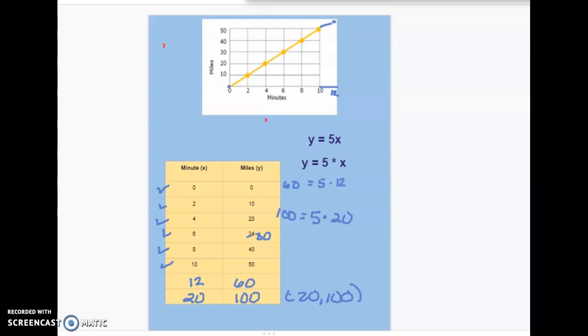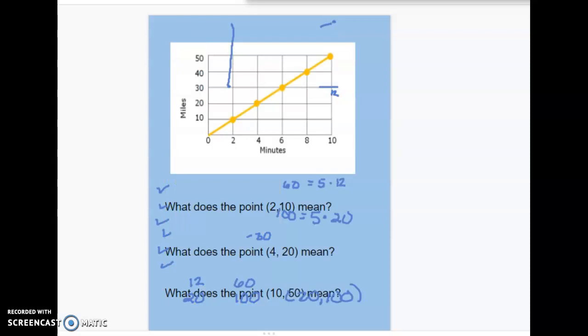We have x's and y's, and on the graph we have x's right here, and we have y's going up here. Okay? Let's take it one step further. All right, so again, we're going to still look at the same graph.